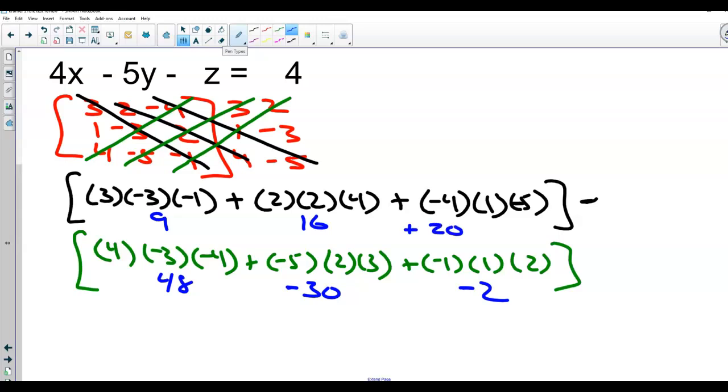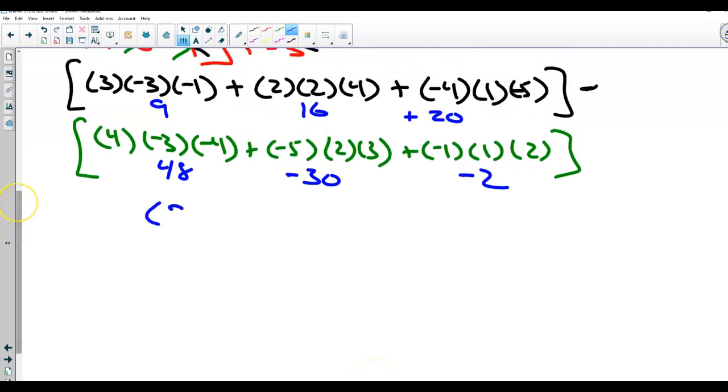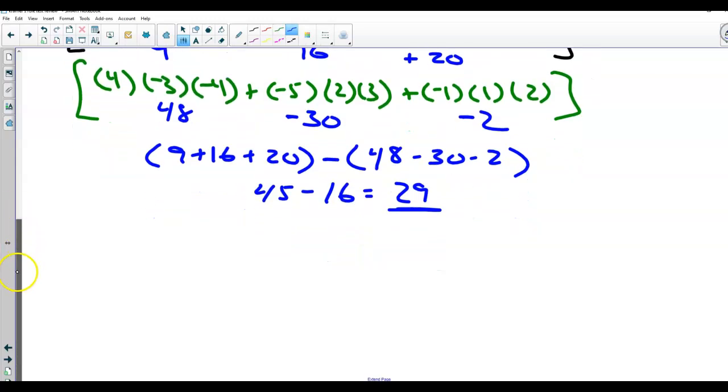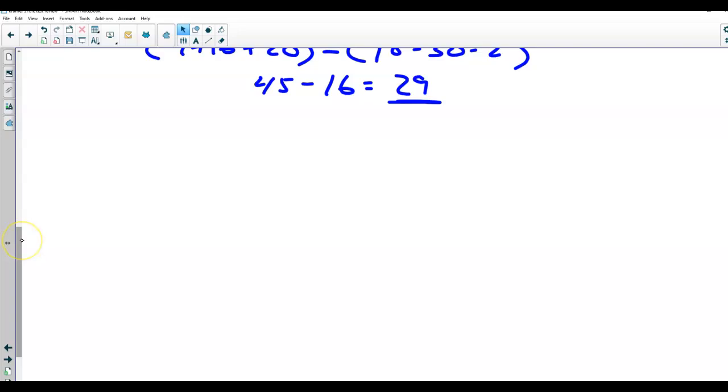So now, to clean it up, 9 and 16 is 25 and 20 is 45. So we have 9 plus 16 plus 20 minus 48 minus 30 minus 2. So that's 45 minus 16. 29 is going to be my denominator throughout the problem. Okay. And now I'm doing the same thing I was doing before. The only difference is it takes longer. That's really it. It's not any harder. It just takes longer.